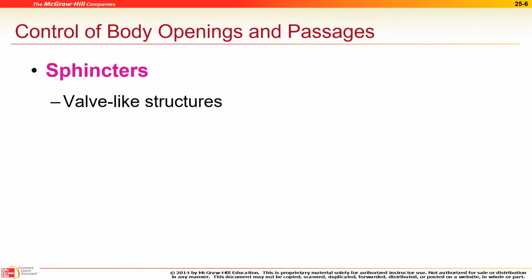We mentioned passages, controlling passages. So sphincters are circular muscles. So from the esophagus to the stomach, right here you have a little tiny sphincter, but sometimes they let acid back up the esophagus. And then from your stomach to your intestines, you have a strong sphincter called the pyloric sphincter.